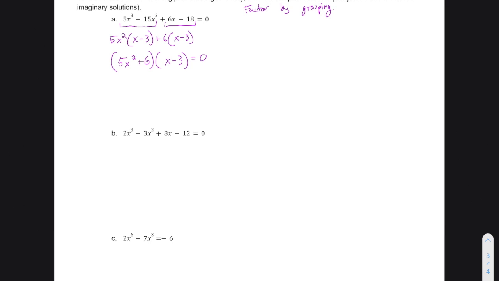So now we want to use the zero product property to solve this equation. So we can say x minus 3 equals 0, and it's easy to see that x must equal 3. So that is one solution. We can also say that 5x squared plus 6 equals 0. And we want to isolate x, so we subtract 6 from both sides. Okay, we get 5x squared equals negative 6. We divide by 5 on both sides. We get that x squared equals negative 6 over 5.